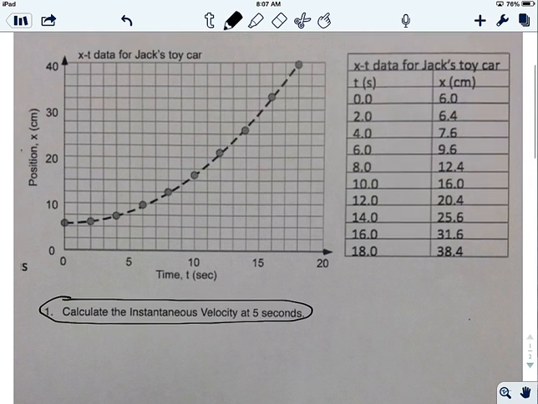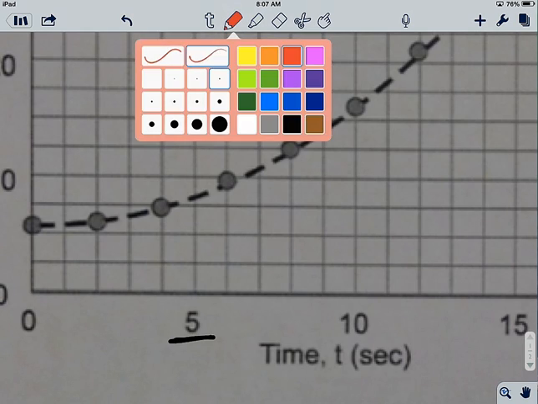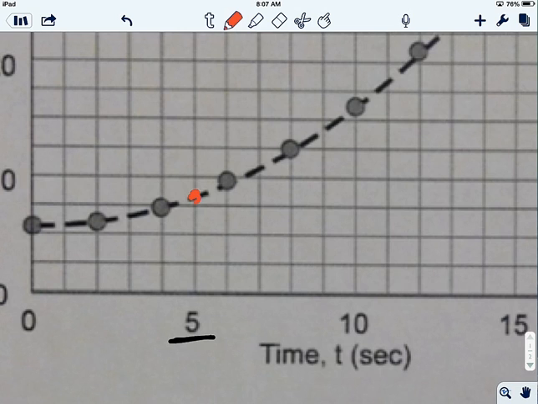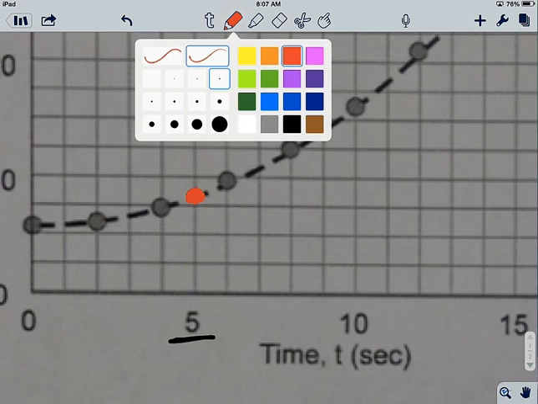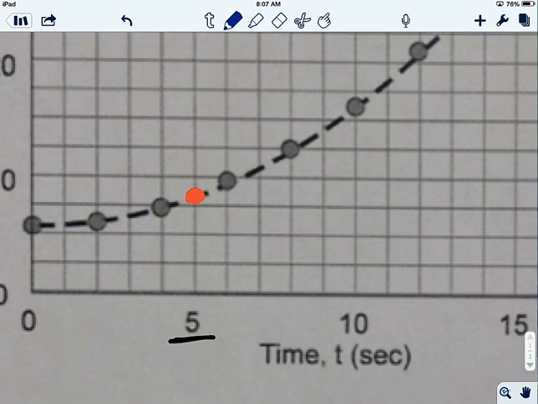Okay, so if we go to our graph, let's just zoom in. I know that I'm trying to calculate instantaneous velocity at 5 seconds, which means that I'm trying to find the velocity at this point right here on the curve. Now, our first step is we need to go up and down to create a time interval.